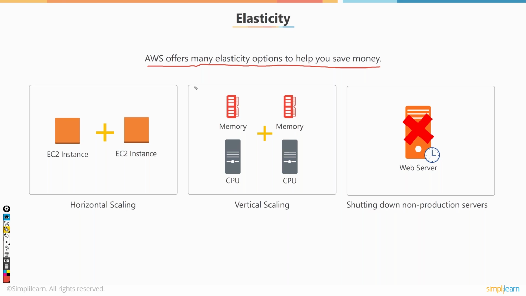So coming back to the task here, AWS provides you with horizontal scaling, which means you can add multiple boxes. Also, they give you vertical scaling, which means you can make boxes bigger. And also, you can shut down non-production environments based on the time. And that's actually very good and important.